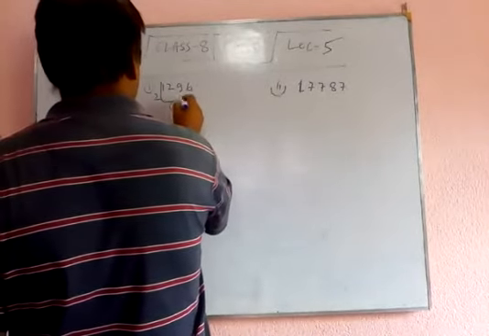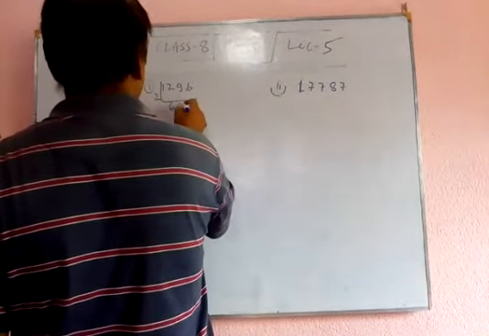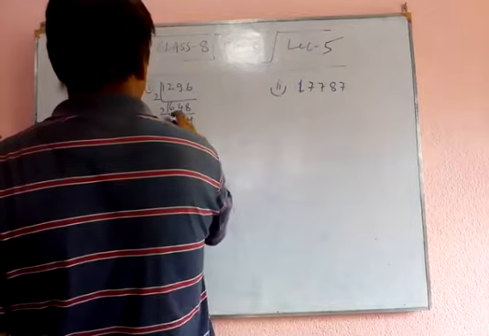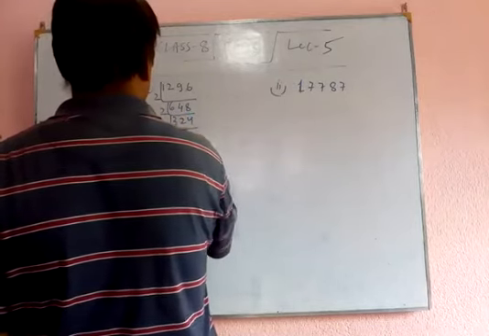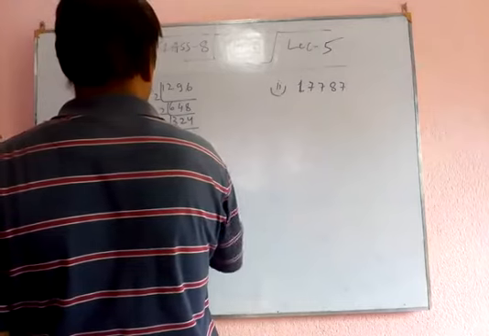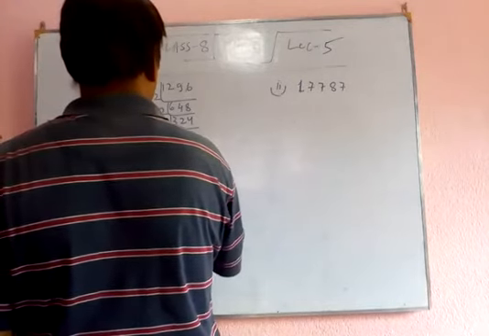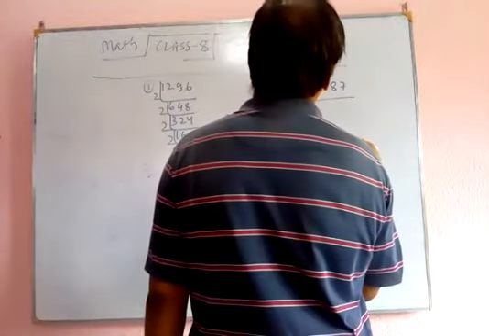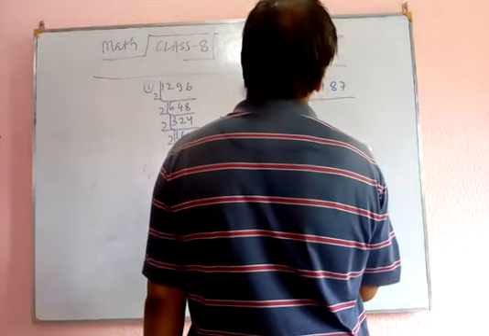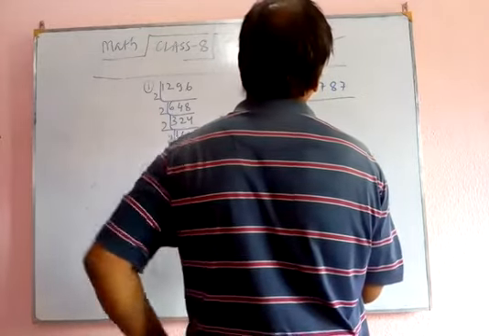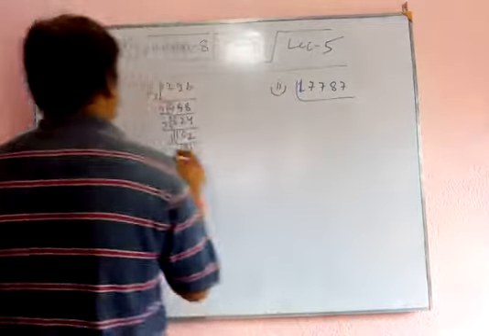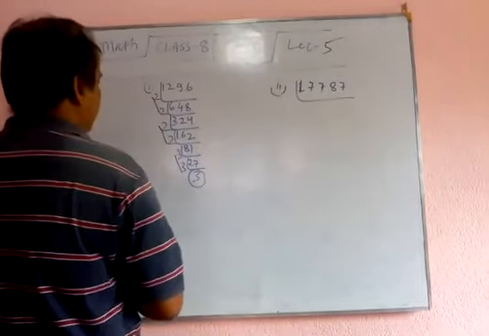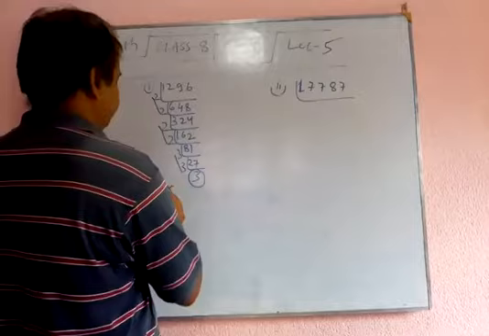2, 6, and 8. Then 2, 3, 2, 4. So here we will make a pair. 2 and 2 and 2. 3 is without a pair. So this is not a perfect square.